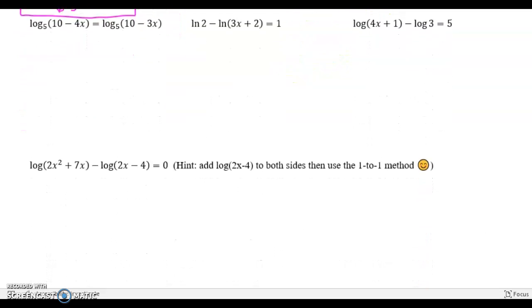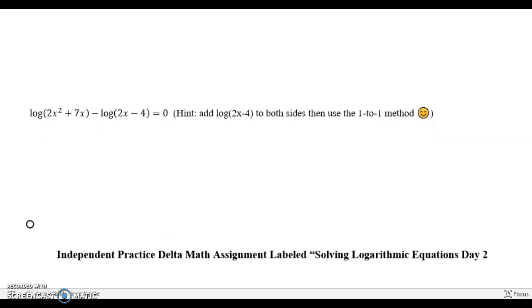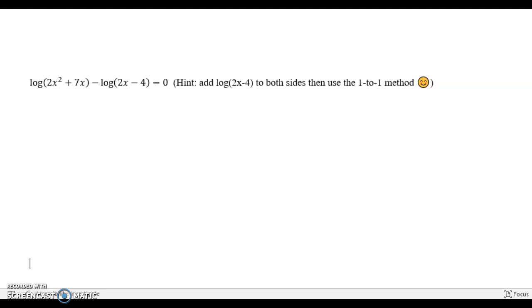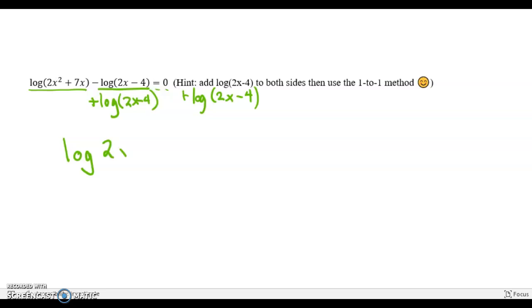All right, I think we could maybe do one more, and I think we'll have covered everything. This one equals 0. To make this easier for ourselves, why don't we just add log of 2x minus 4 to both sides? Then it will say log of 2x squared plus 7x is equal to log of 2x minus 4.